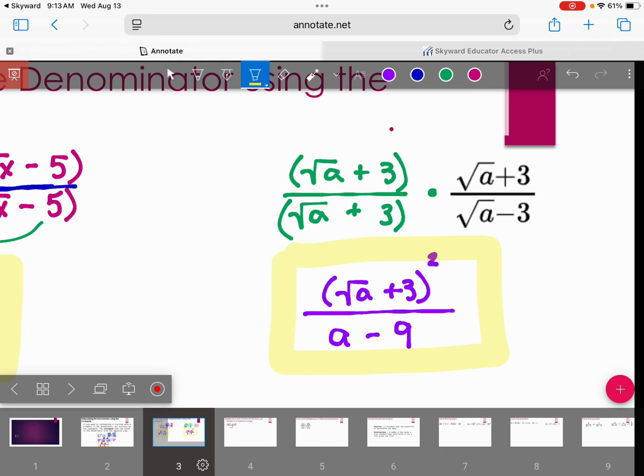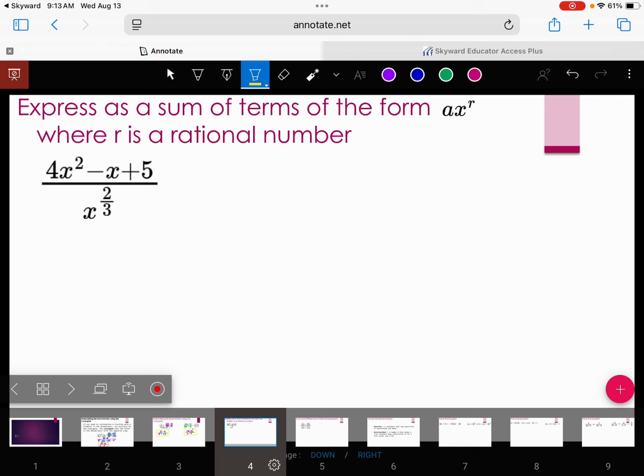I've got 2 more problems for us to look at from section 1.4. There's a weird one on the homework that has instructions to say express this as a sum of terms of the form ax to the r. What we're trying to do is get this to not have the x in the denominator.